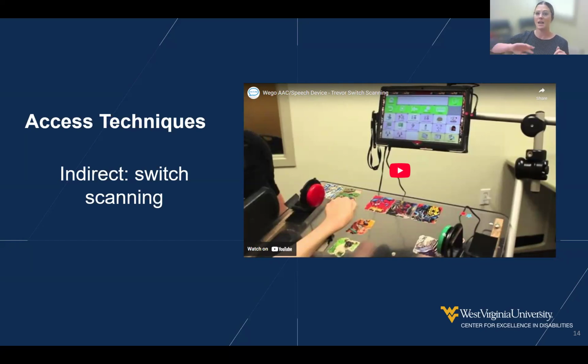So that's step scanning, where he's going to push through until he gets to what he wants and then use the other one to select. So it takes a lot of time and effort. And then once he selects it, he'll be able to do the same thing that you saw on the previous video, and he'll speak the whole word or sentence.